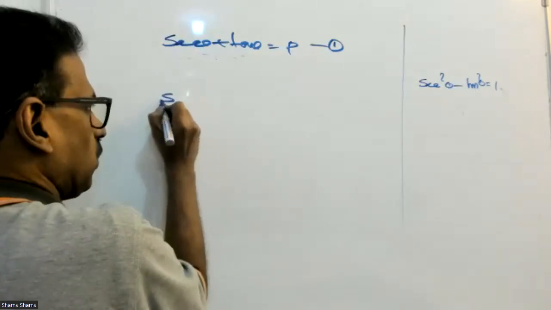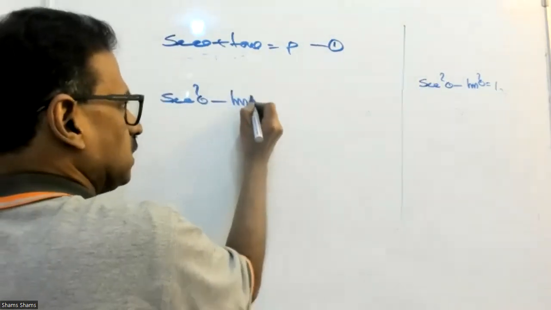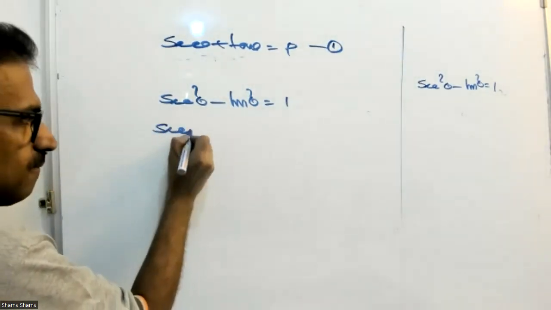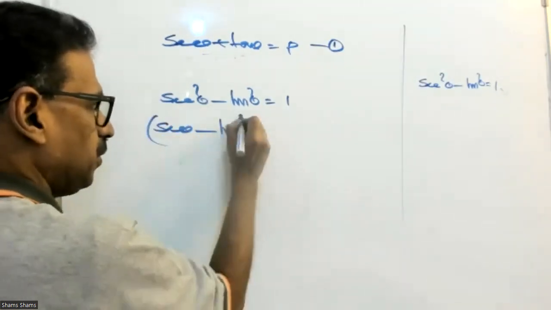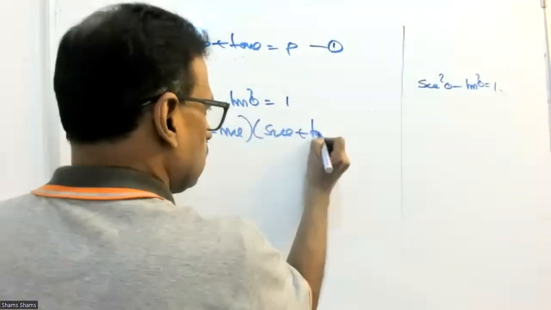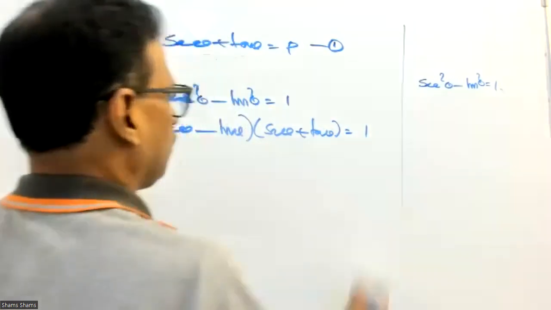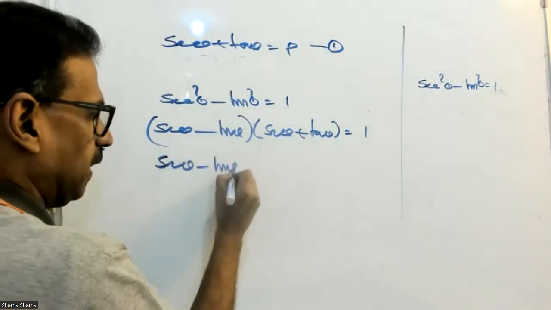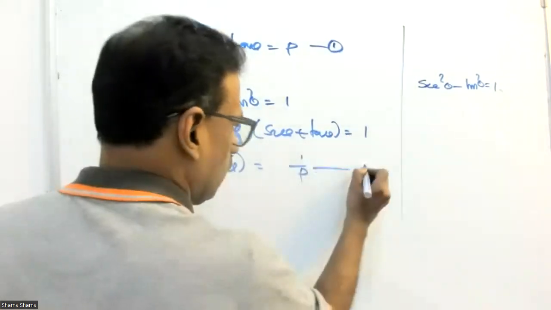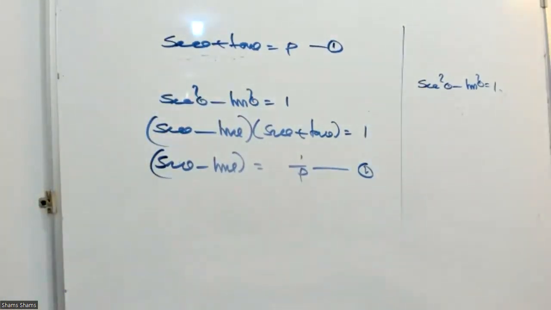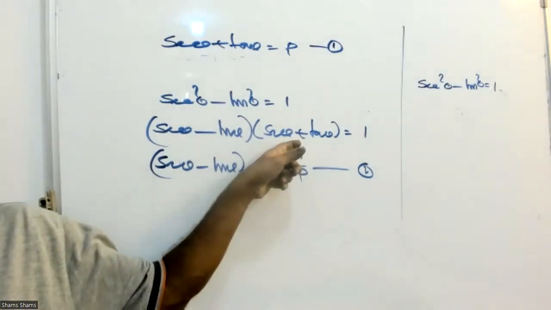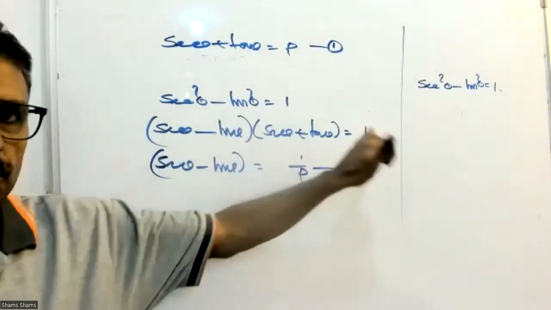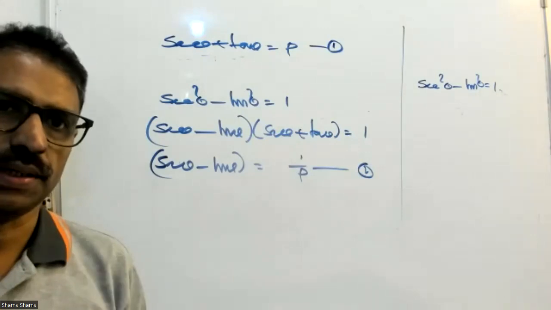I'm writing here sec square theta minus tan square theta equals 1, right? So (sec theta minus tan theta) into (sec theta plus tan theta) equals 1. But sec theta plus tan theta is P, so sec theta minus tan theta equals 1 by P. Any objection or not? Sec theta plus tan theta is P; that P goes to the other side, so (sec theta minus tan theta) into P equals 1. So sec theta minus tan theta equals 1 by P.